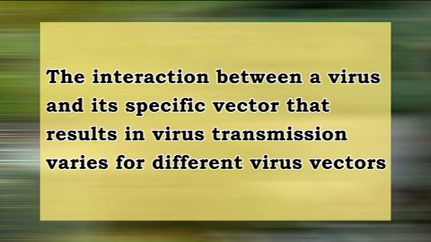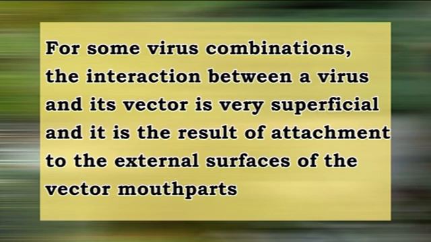The interaction between a virus and its specific vector that results in virus transmission varies for different virus vectors. The relationships that have developed between viruses and their vectors are complex and of considerable interest to plant virologists because vectors provide the main method of spread for many viruses that cause severe economic losses. For some virus combinations, the interaction between a virus and its vector is very superficial and it is the result of attachment to the external surfaces of the vector mouthparts. It takes at least 12 hours for these viruses to circulate in their aphid vector before they can be transmitted to another plant. For other plant virus vectors, the relationship is very intimate and the viruses actually multiply in the cells of their insect vectors.